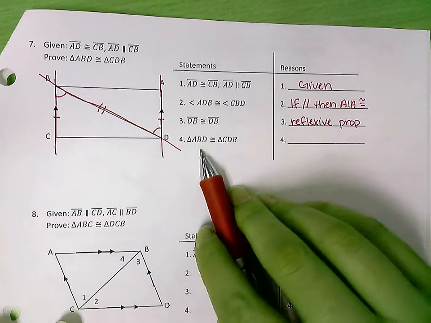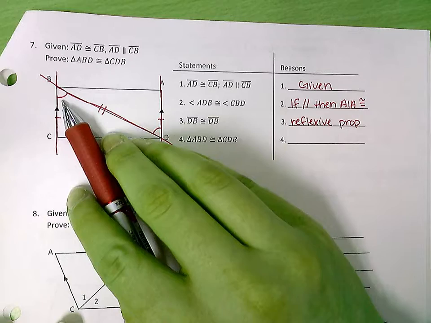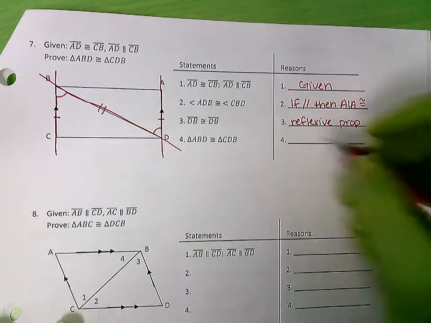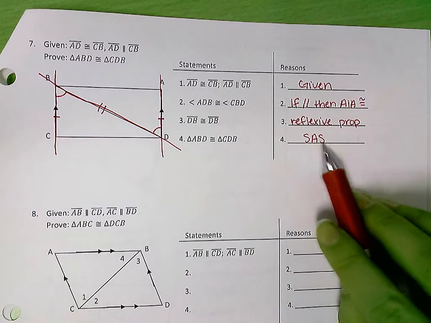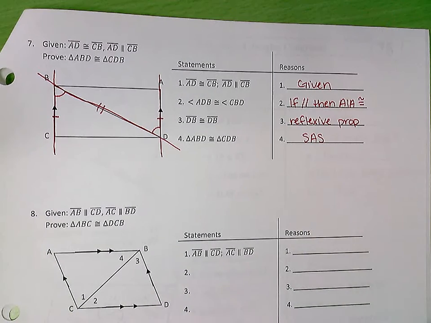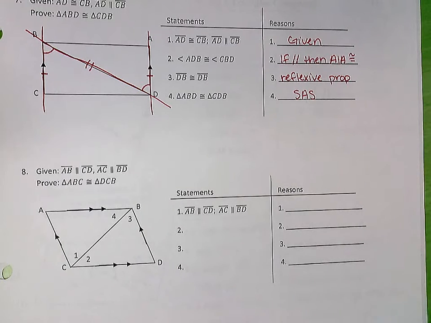Next I can prove that my triangles are congruent. So I want to look at my labels. I have an angle between two sides, so that means this has to be side angle side. My angle between two sides there. Okay, questions on 7. I want you guys to do 8. You're given 2 sets of parallel lines, meaning you should find 2 sets of angles that are congruent.